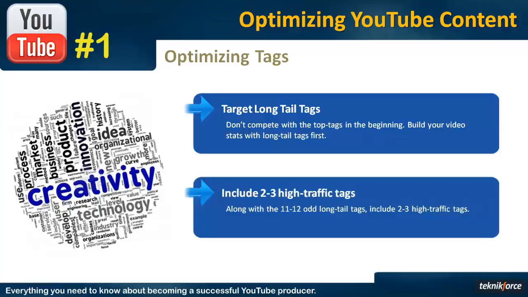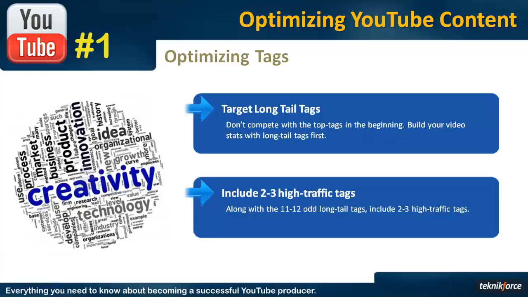What you should be doing instead is to target the less competitive long tail tags. Now the long tail tags are searched a bit less often and you will get a lesser amount of traffic from them, but they're also very low in competition, and you will find it easier to rank for them. So once your videos are ranking for the long tail tags and you are already getting views, you're already building up the stats, the likes, the dislikes, the comments, the favorites, and every other stat possible, your video will start climbing.